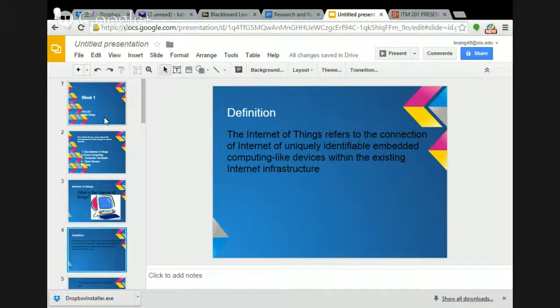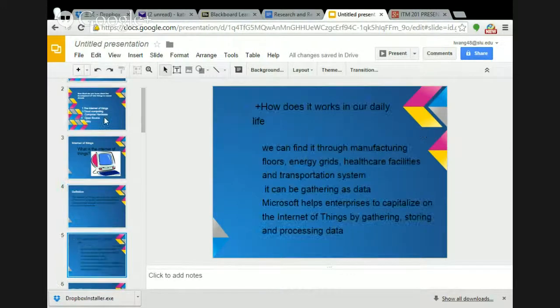The Internet of Things is connecting new places, such as manufacturing floors, energy grids, healthcare facilities, and transportation systems to the Internet, where an object can represent itself digitally. It can be controlled from anywhere.